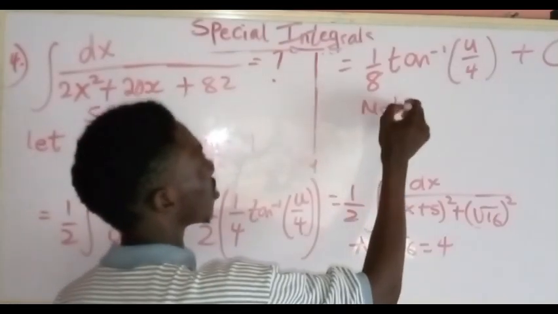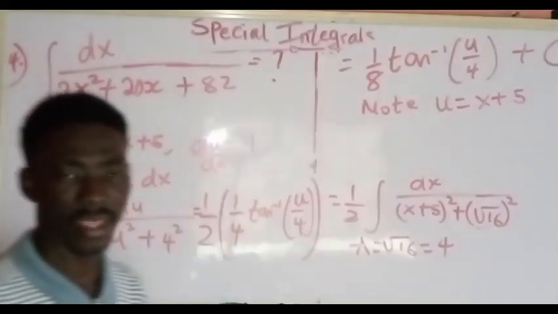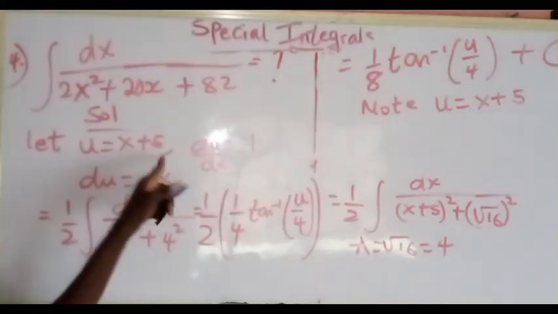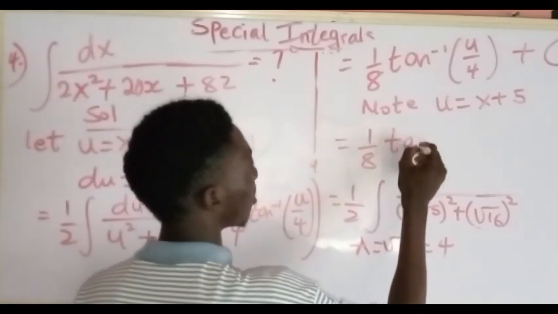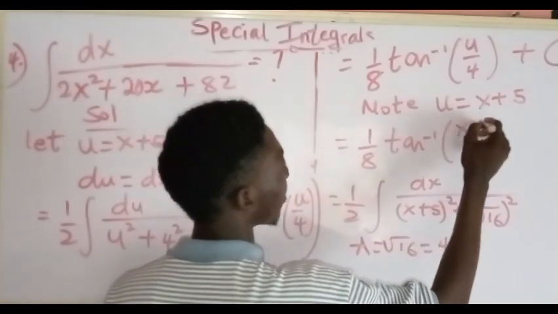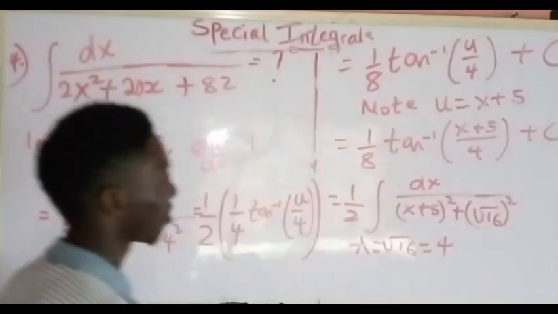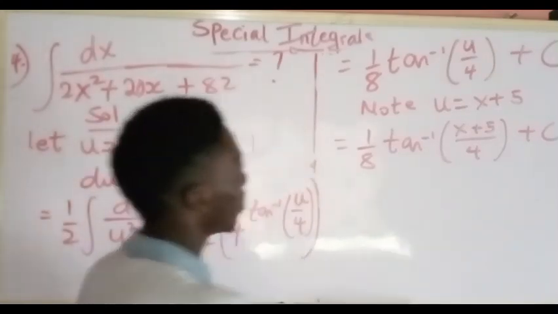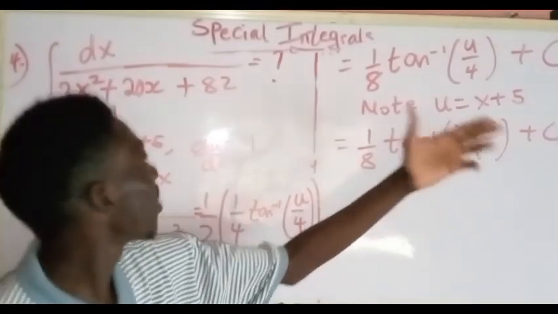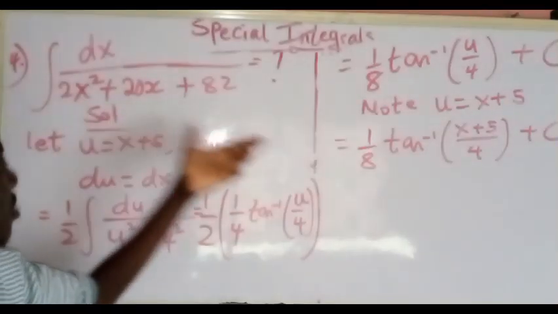Note, u is equal to x plus 5. From this, I said let u equal x plus 5. That means this becomes 1 over 8 tan inverse of (x plus 5) over 4 plus c. So that is the final answer to this question. The integral is equal to this.